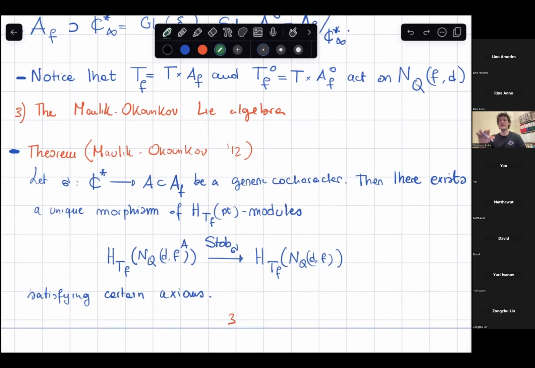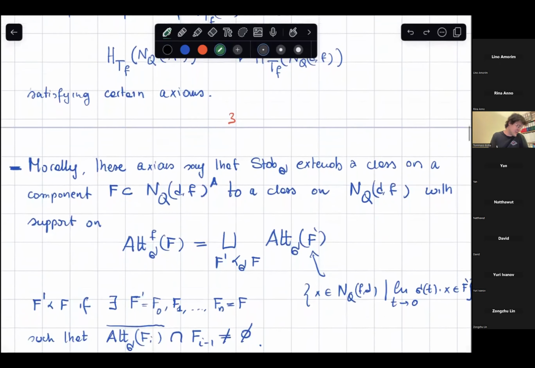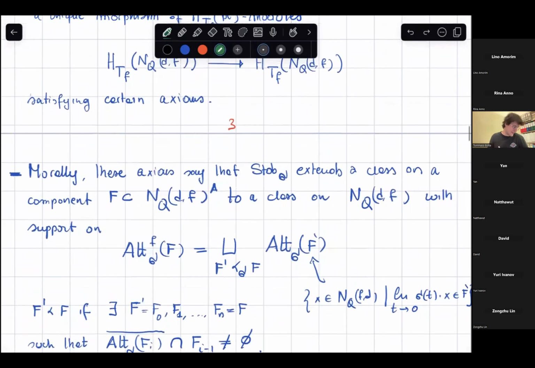So I don't want to really dig into the axioms, it would take us too far away, but what I want to convey is more or less the philosophy behind the stable envelopes. So morally, the axioms defining the stable envelope say that the stable envelope for our choice of character sigma extends a class, so our cohomology class, defined on any component F of the A-fixed locus of my quiver variety, to a class defined on the whole quiver variety.